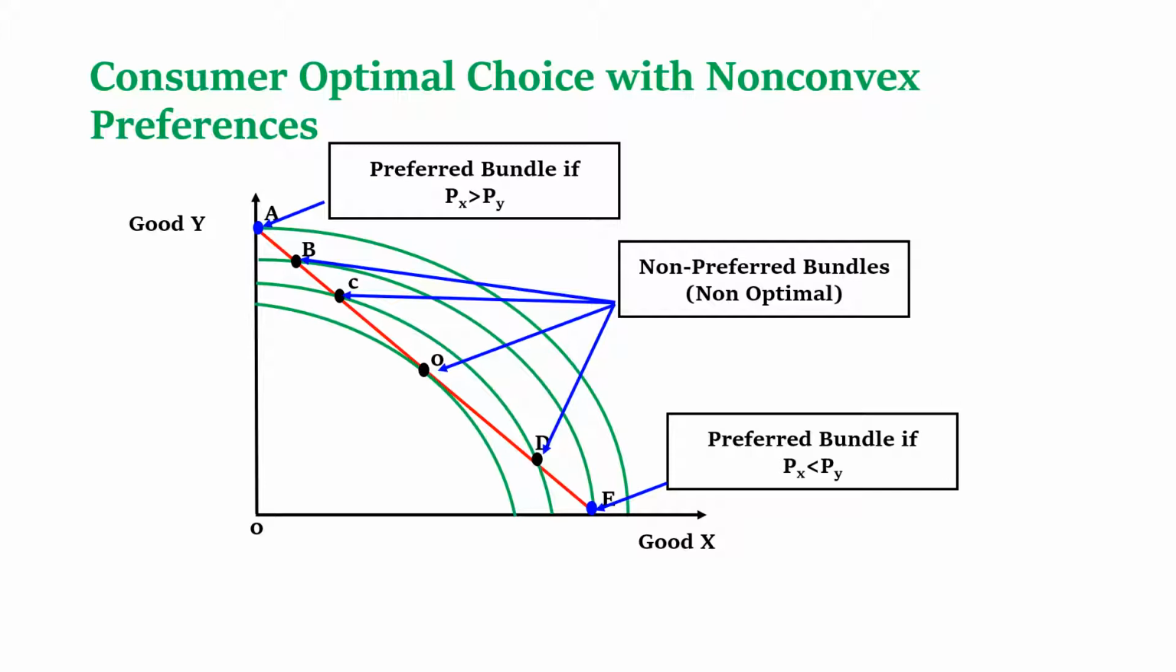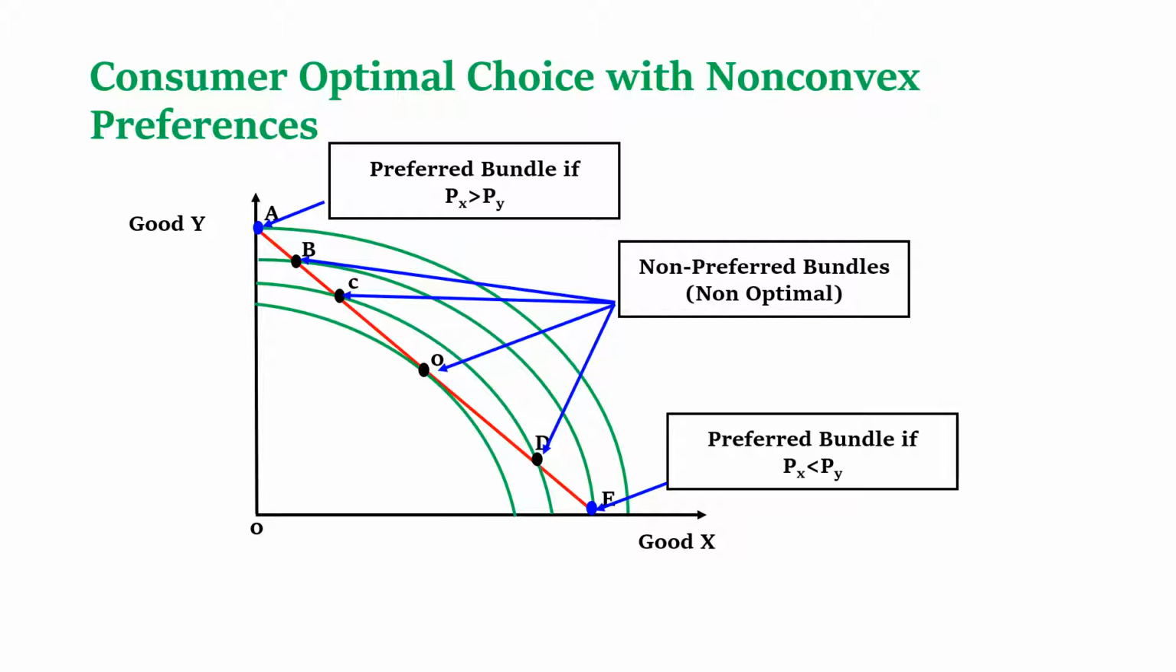And that is analogous or synonymous to M over Px. At point E, we say that is the intercept on the horizontal axis, which is M over Px. That is the income divided by the price of the good. At point A, that is the real income of the consumer. That is the income divided by the price of good Y. That is M over Py.